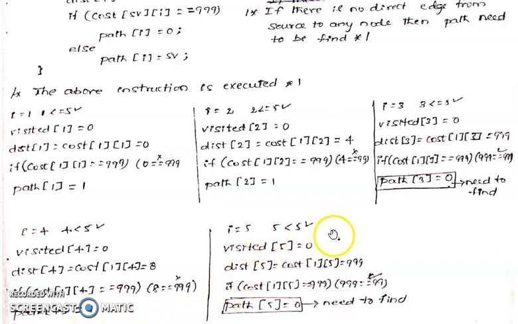Similarly, I is equal to 5. 5 less than or equal to 5. Sorry, here I should write less than or equal to. So less than or equal to 5. Visited of 5 double equal to 0. The condition is true. So distance of 5 is equal to cost of 1 to 5. It is already 999 because from 1 to 5 you don't have a direct path. That is why path of 5 is also equal to 0. Path of 5 is equal to 0, so it also needs to be found.